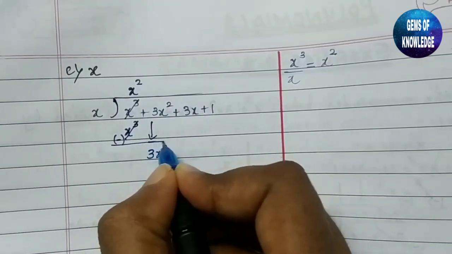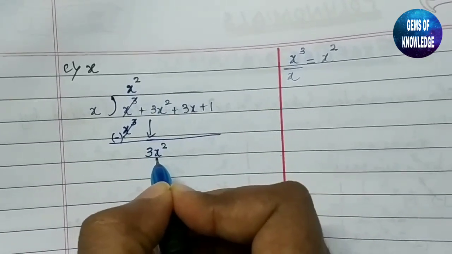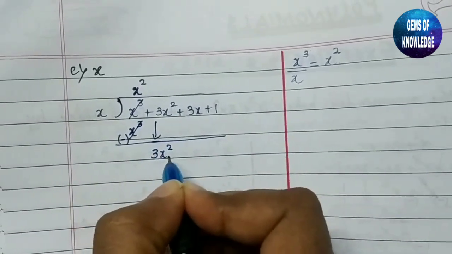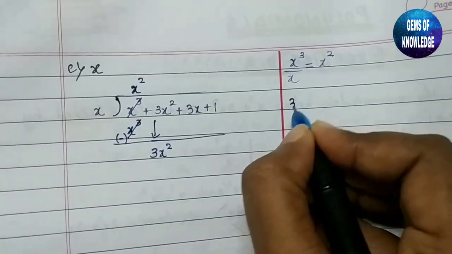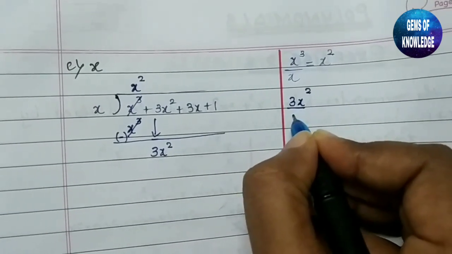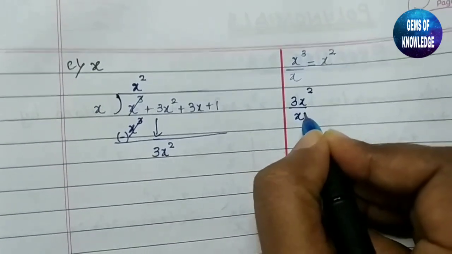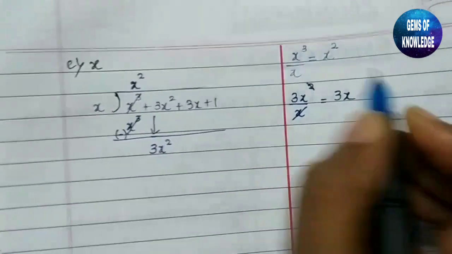Okay, this one will come down, so you are getting 3x square. Again this 3x square must be divided by x. So we are left with x and x will be cancelled. We are left with 3x.